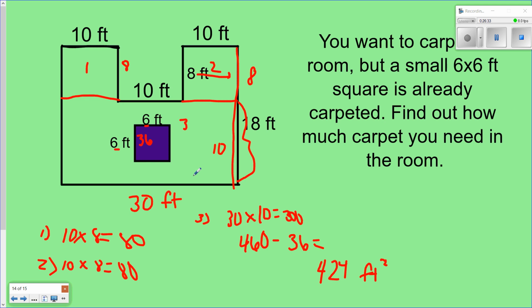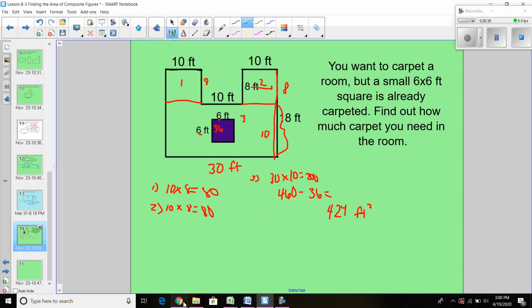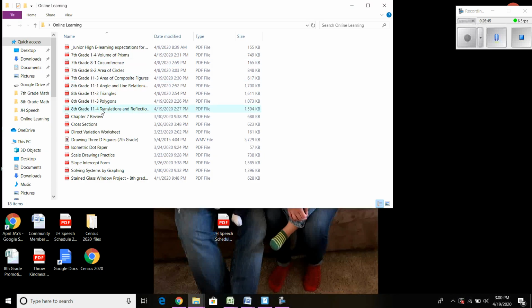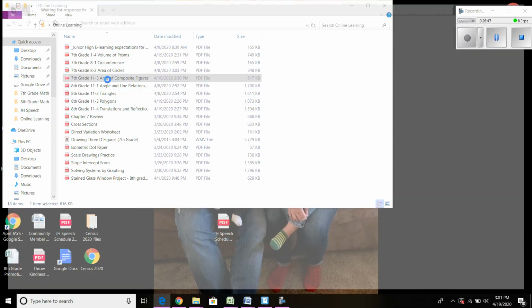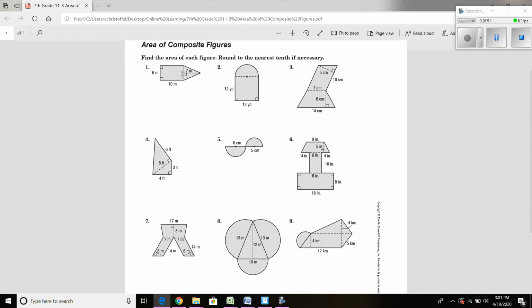On your homework today, I'm going to give you a worksheet. Let me find it here. Okay, this is your worksheet. This is what it looks like. I only want you to try the first 6. 1, 2, 3, 4, 5, 6.